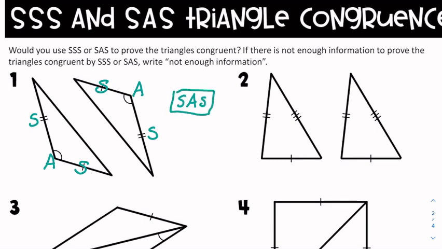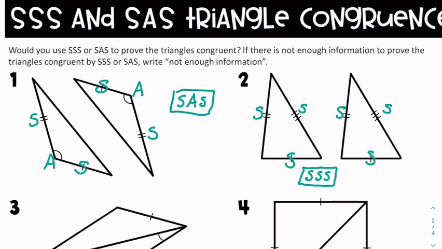Looking at number two, labeling, I've got two sides that are congruent. I have another pair of sides that are congruent and a third pair of sides that are congruent. When I go around my triangle here, it says side, side, side. So my triangle congruence rule is SSS.